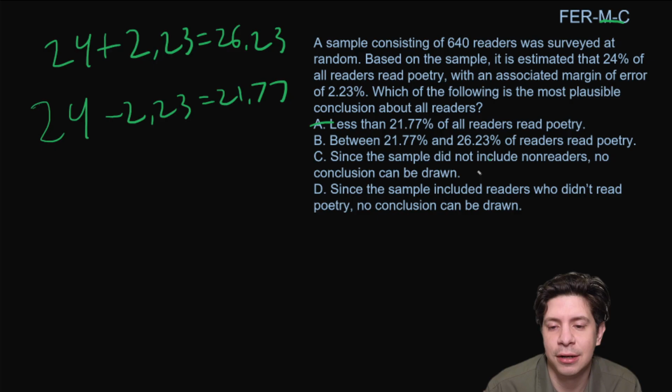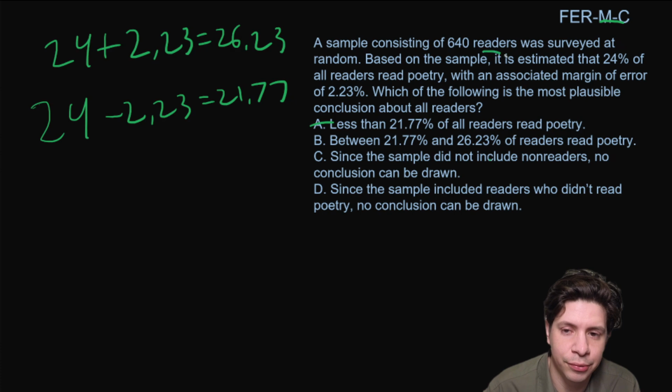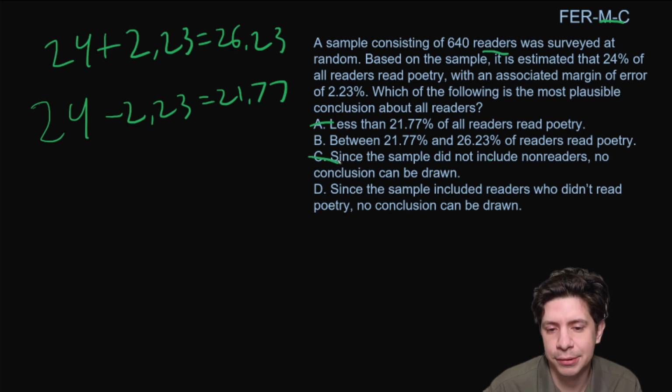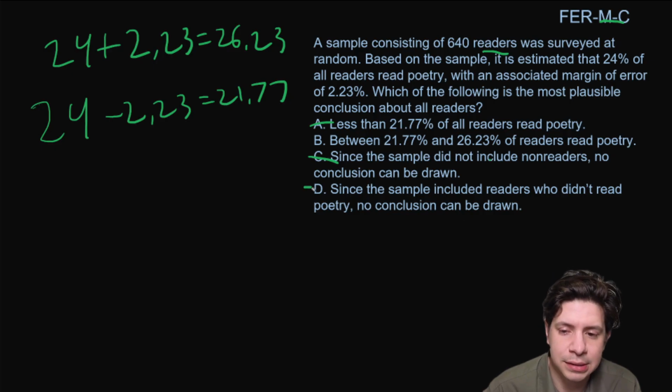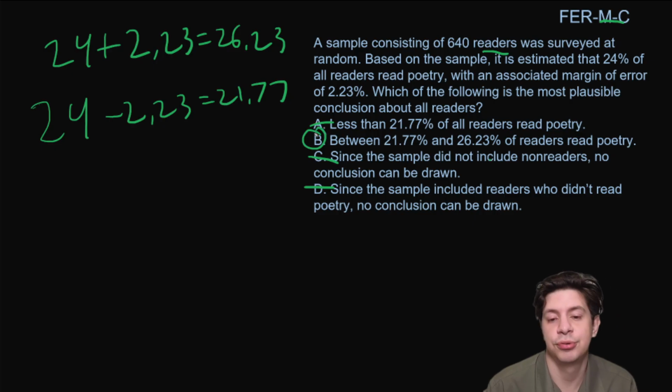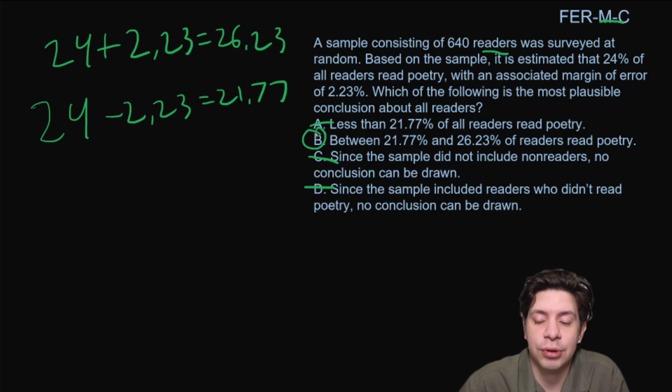C: since the sample did not include non-readers, no conclusion can be drawn. That's not true. We can't make a conclusion about all adults, but we can make a conclusion about readers, right? So it's not that one. D: since the sample included readers who didn't read poetry, no conclusion can be drawn. Again, it did include readers who didn't read poetry. So it's just going to be B, between 21.77 and 26.23% of readers read poetry.